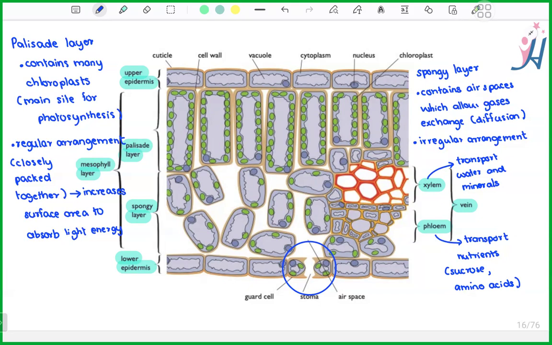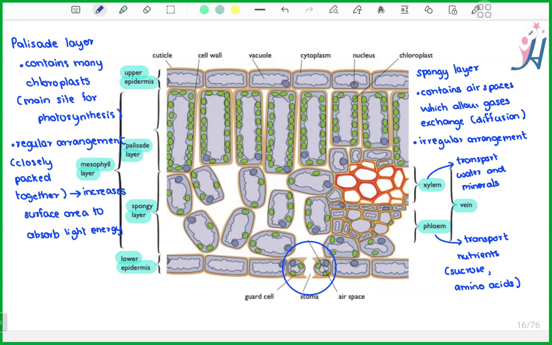Their main function is protection, for example from infection by microorganisms. It's like the skin on our body. That is the epidermal cell. Specifically, the upper epidermis also secretes a waxy cuticle, which prevents water loss by evaporation. The lower epidermis contains guard cells, and guard cells control the opening and closing of the stomata. With the opening and closing of the stomata, gases can come in and go out.